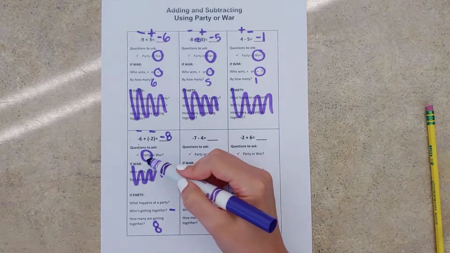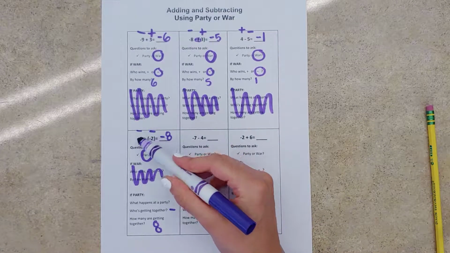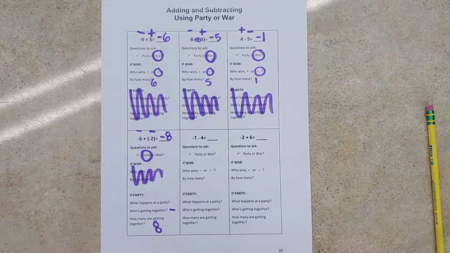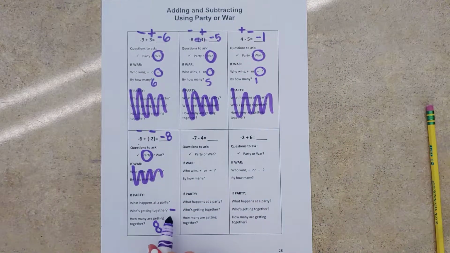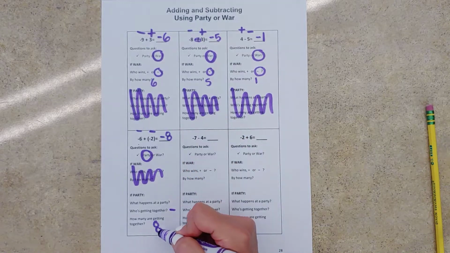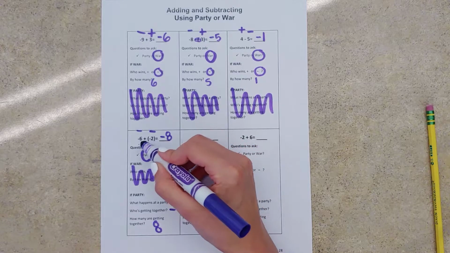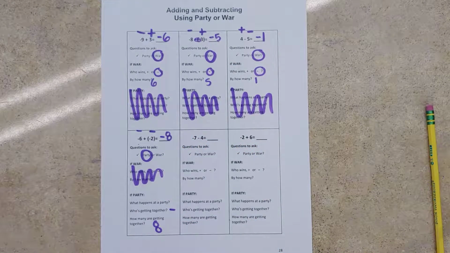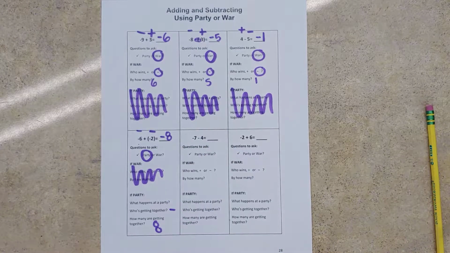Right? We had a party because they are the same. They're both negatives. What happens at a party? Groups of people are coming together. Who's getting together? Our negatives are having a party and getting together. How many? Well, we have to total them up. We have 6 already at our house. The doorbell rang. 2 more people showed up. So now we have a total of 8 negatives at our party.